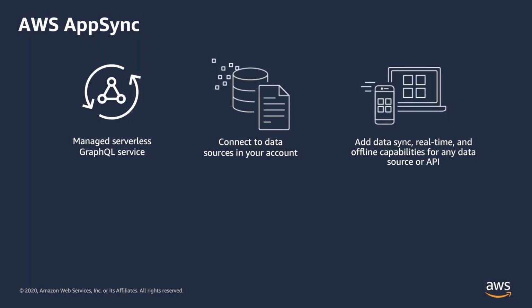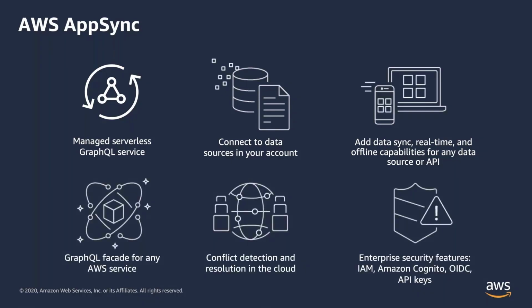So AppSync is a managed serverless GraphQL service, perfect for interacting with application data. It connects to resources in your own AWS account, allowing you to make your data available in real time or offline. It can be used as a GraphQL facade to any AWS service. It also allows to perform conflict detection and resolution in the cloud instead of doing it in the client. AppSync integrates with AWS Identity Access and Management, Cognito User Pools, any OpenID Connect compliant provider, or you can use API keys, providing really powerful options to secure access to your API.